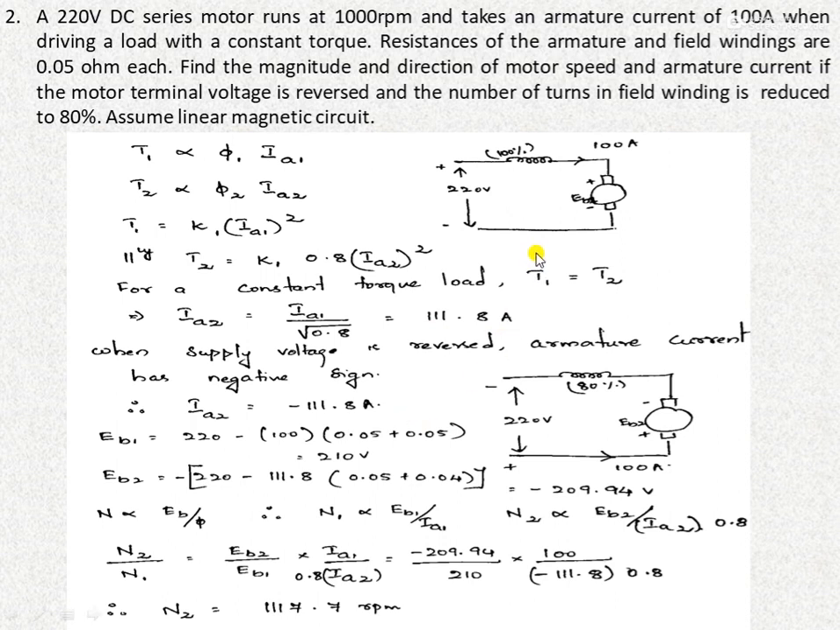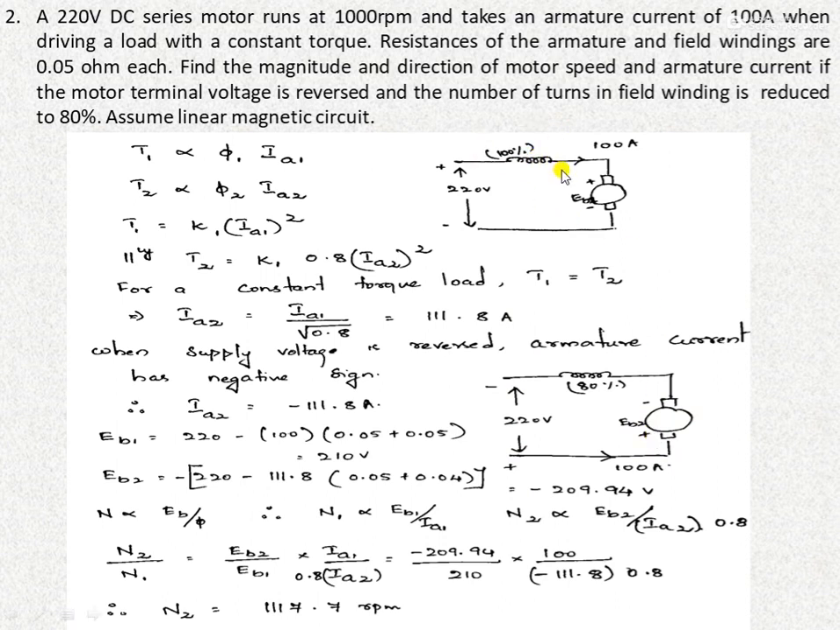Now hereafter, it's very clearly given in the problem that we have reversed the supply provided to this DC series motor. That is step 2 which we are doing. In step 1 we reduced the number of turns to 80%, and in step 2 we reverse the supply. So once after reversing the supply, the polarity becomes like this. Even the polarity for back EMF is indicated here.